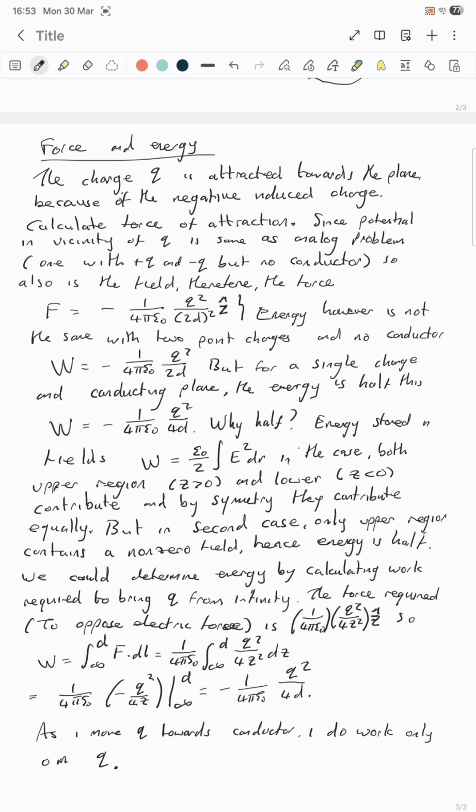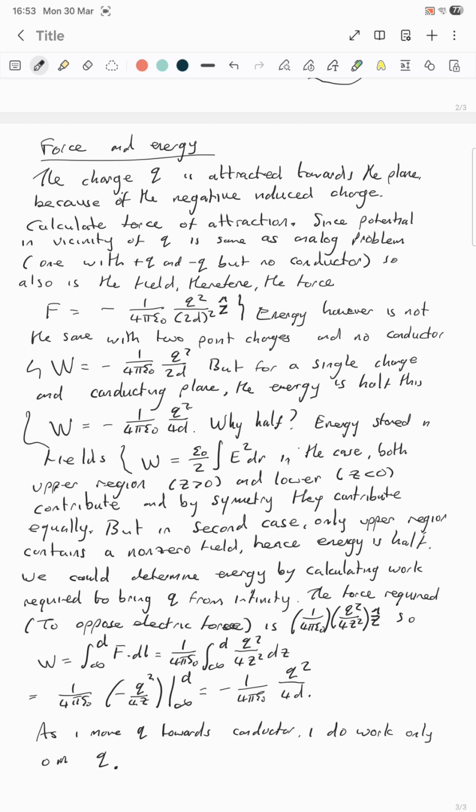Energy, however, is not the same as with two point charges and no conductor. Now our work is given as such, but for a single charge on a conducting plate the energy is half of this. So why half? The energy stored in the fields is here, our work. In the first case, both the upper region z greater than 0 and the lower region 0 greater than z contribute by symmetry. They contribute equally, but in the second case only the upper region contains a non-zero field, hence the energy is half.